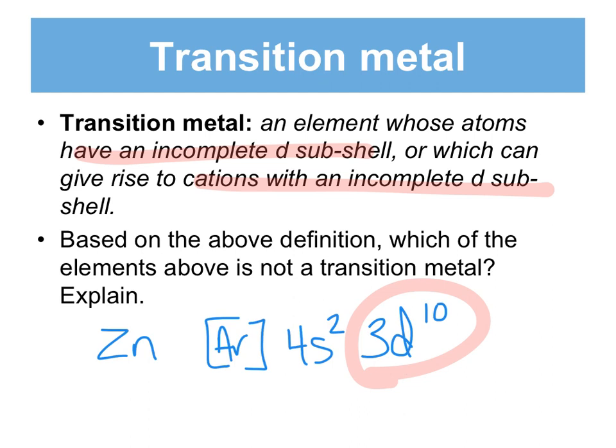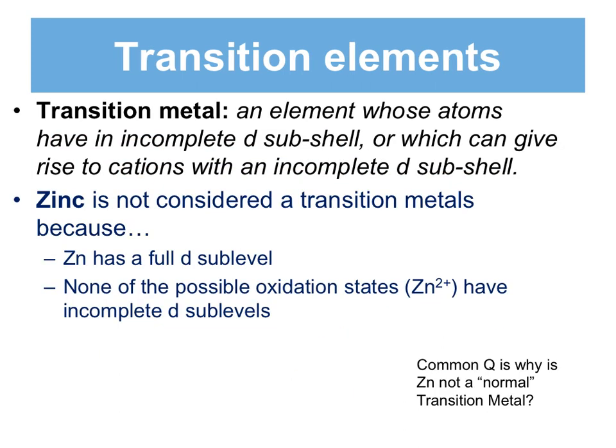And the ion it can form is 2+. Those 2 electrons would be lost from the 4s orbital, again leaving a completely full d orbital. So neither the atom nor the cation can have an incomplete d shell. Therefore, zinc is not a transition metal. This is actually a very common question that appears on the IB test, to discuss zinc and its inability to meet that transition metal definition.